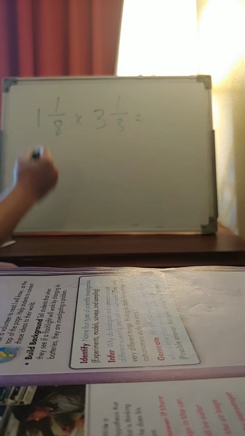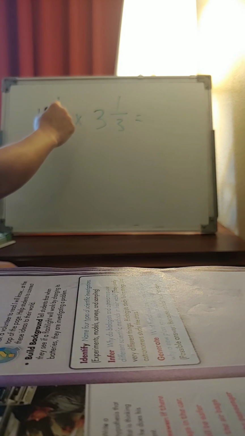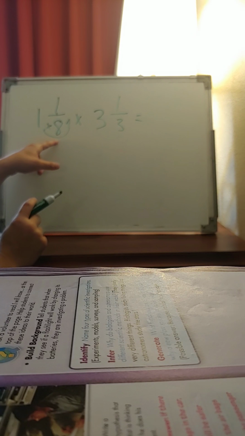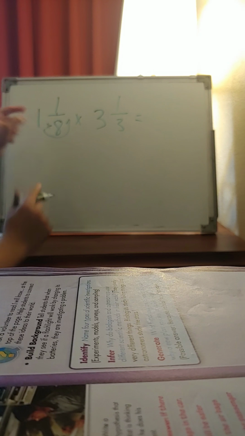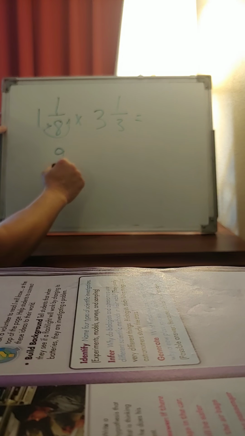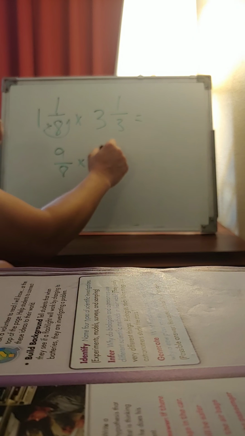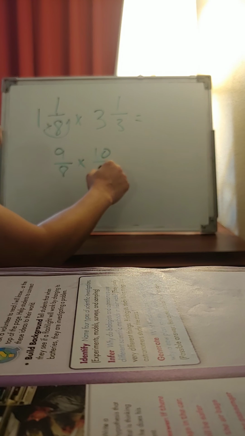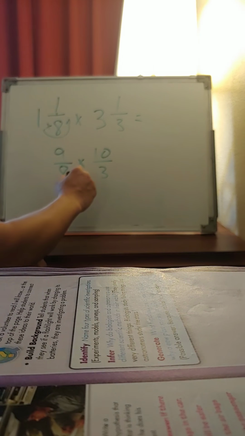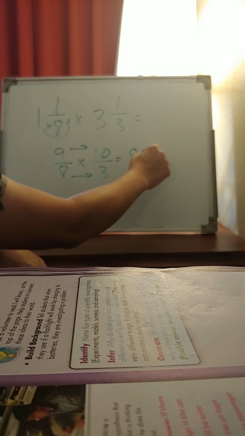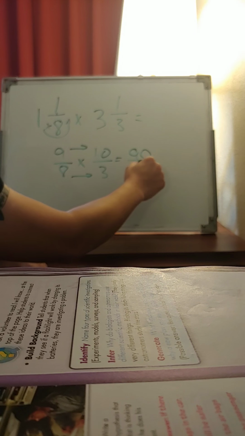So, 1 and 1/8, again, we got here. Goes around in a circle, guys. 1 times 8 plus 1. Okay, 1 times 8 plus 1. We end up with 9/8 times 3 times 3 is 9 plus 1 is 10. Again, denominator stays the same. Now we're ready to multiply. Okay. We end up with 90 over 24.